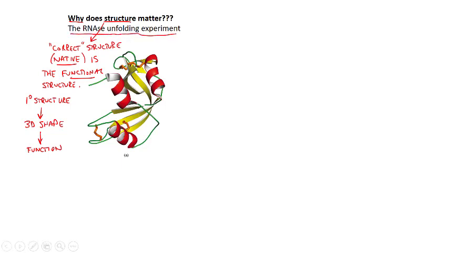It was called the RNase unfolding experiment. So what's RNase? RNase, that's this enzyme right here. So RNase is an example of an enzyme, which means it acts as a catalyst for chemical reactions. And this is the reaction that RNase catalyzes. It essentially chops up RNA. If you take RNA in the presence of water, it chops it up into nucleotides.